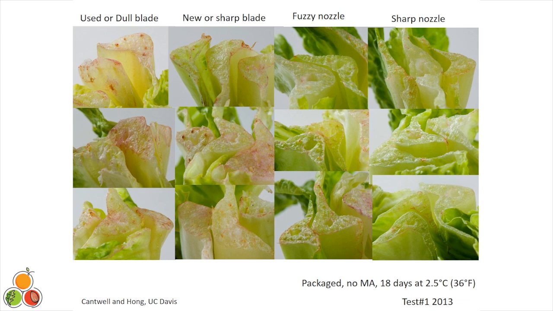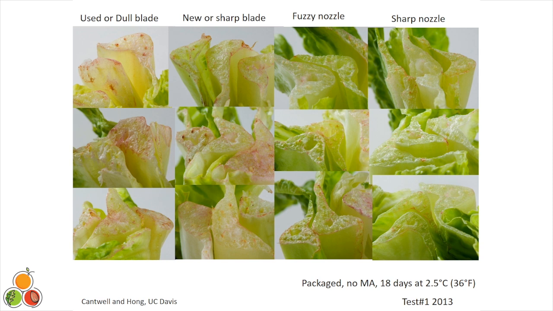So here's an example of wounding, okay? So here we have blades. We'll talk a little bit more about this tomorrow, but we have blades. And on the right, we have two examples of water jet cutting. So water jet cutting is like an erosion technology. So in that case, we're cutting between the cells. We're separating the cells rather than cutting through them as we would with a knife. So the less damage we do to disrupt the cells, the less browning we get, right?